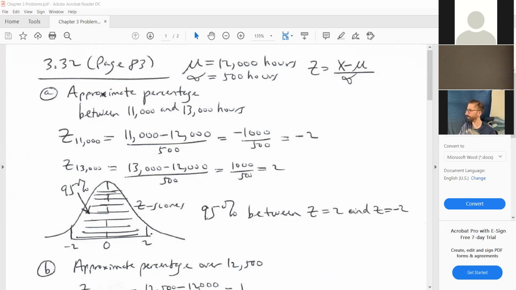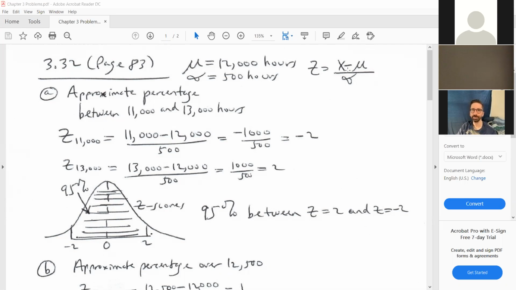Yeah, these are extended life light bulbs with an average life of 12,000 hours and a standard deviation of 500 hours. So notice on the top here, I write this with the Greek letters. Mu means the population mean. Sigma, small sigma here, means population standard deviation. And here is your formula for converting what I would call a raw score or raw value, meaning the original value in the original units, to a standardized z-score.